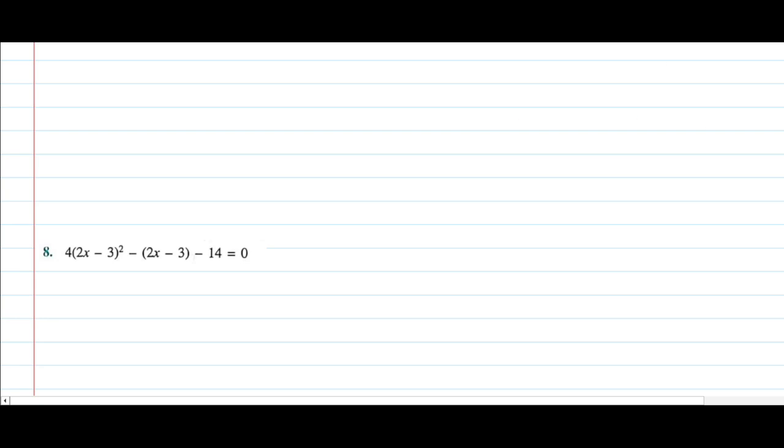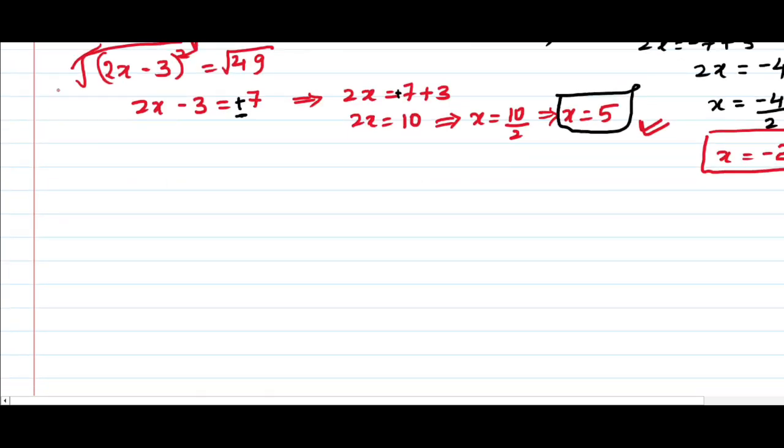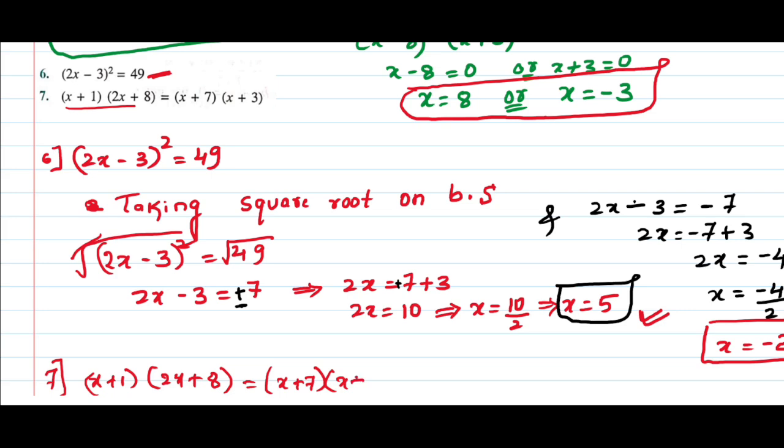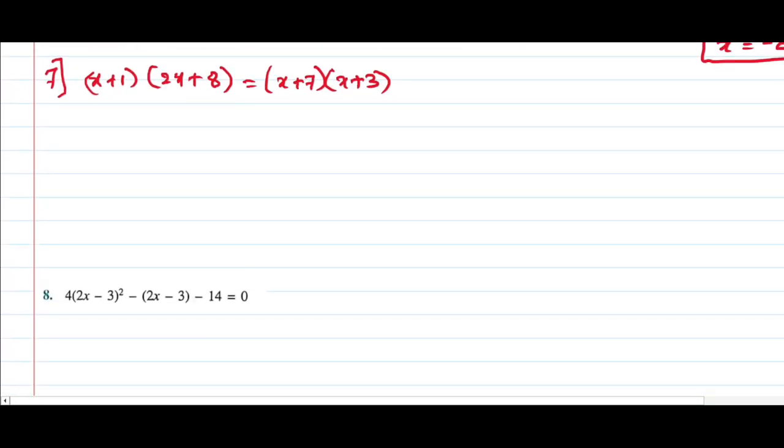Now the question is the seventh question. So I have written the seventh question here. So this is the seventh question, right? That is x plus 1 and 2x plus 8 is equals to bracket of x plus 7 and bracket of x plus 3. So we will solve this.